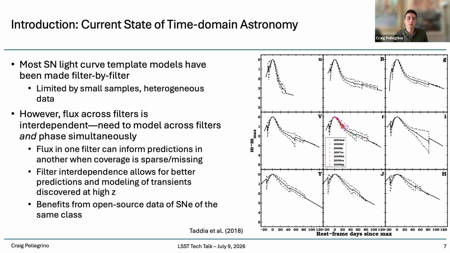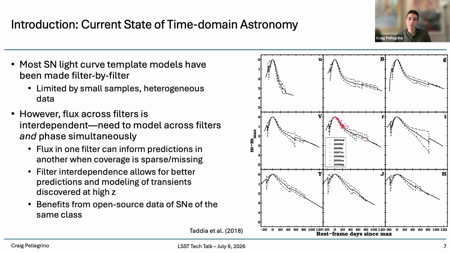However, to date, most modeling efforts of supernovae in the literature have been more or less on a filter by filter basis. This is mostly because up until recently, we've really been limited by small sample sizes of objects that have well sampled data sets, or different objects have more heterogeneous data. Shown here on the right is an example of what most of these models have looked like in the literature to date. We have different light curve templates in different filters. Those templates are all fit or generated more or less independently from one another.